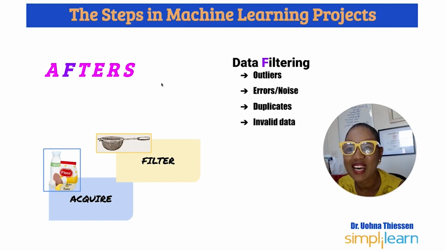After you have acquired your data, this is where you will do the filtering of your data. The main idea of the filtering is to get rid of the errors, duplications, and any kind of data that doesn't belong or is not going to be helpful to you in your modeling process, as well as looking for outliers and any kind of extraneous info that we may have to do some transformation to, depending.